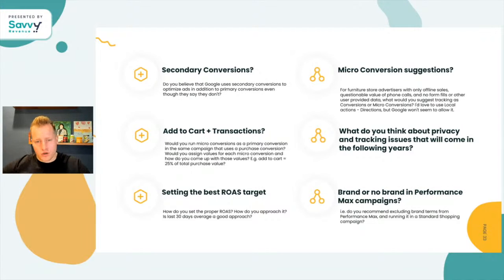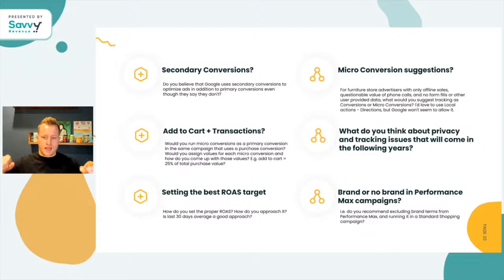Next question, add to cart and transactions. Would you run micro conversions as a primary conversion in the same campaign that uses a purchase conversion? Would you then assign values for each micro conversion, and how do you come up with those values? For example, add to cart equal to 25% of total purchase value. So I actually like this. I actually like it a lot. There is the challenge. Let me take the good parts first.